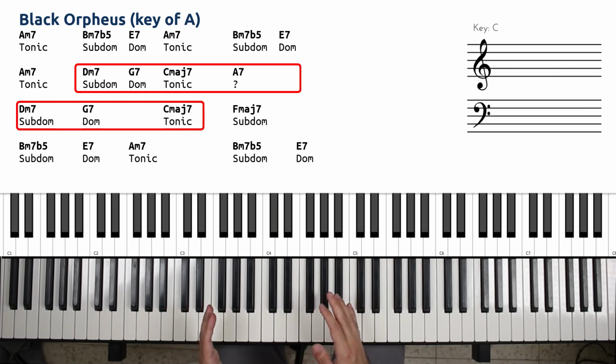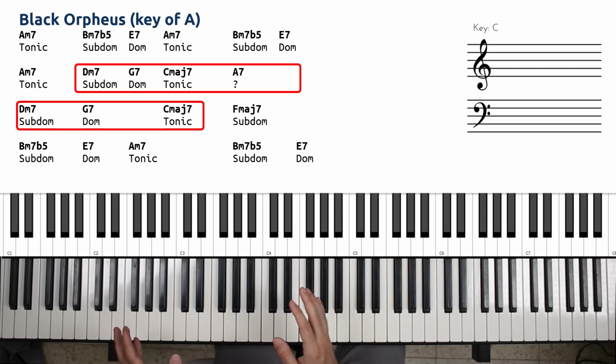Now, after it modulates to C major, it modulates back to A minor. And to help you see this, I've outlined the A minor parts in black and the C major parts in red. The F major 7 signals the return to the A minor scale, with both F major 7 and B half diminished playing the subdominant role.